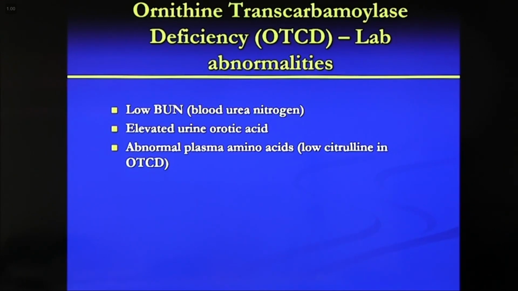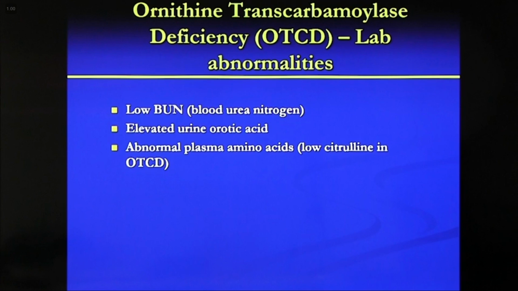Orotic acid is something that is produced by carbamyl phosphate. So you block OTC, you get the generation of more carbamyl phosphate. That actually goes into the pyrimidine synthesis pathway and therefore produces orotic acid. So this is one of the signs of OTC deficiency. It's not elevated in every urea cycle disorder, but it is elevated here. So that's why I put it.